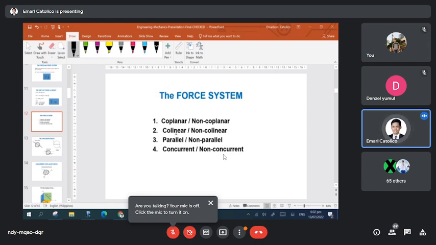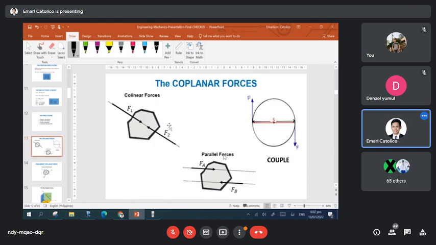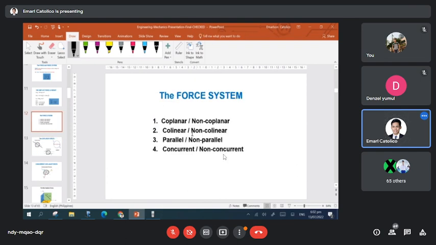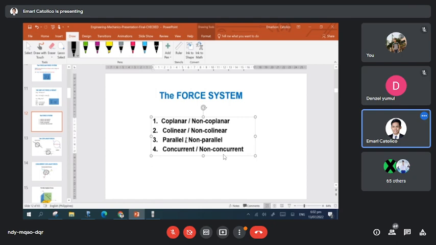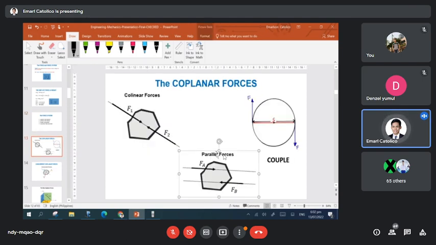Next is collinear and non-collinear. Pag sinabing collinear, these are forces that are on the same line. Ito ang example ng collinear, nasa isang line lang sila. Therefore, collinear forces ang tawag. Kapag non-collinear, automatic yun, wala sila sa isang line. Then parallel forces are forces that have the same angle. Ito yung example ng parallel forces. Parehas sila ng angle.